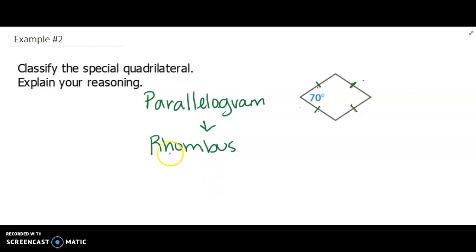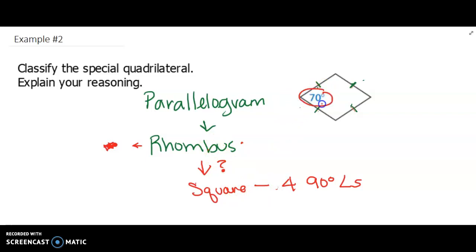Okay, well, if it's a parallelogram and all 4 sides are congruent, that means it's a rhombus. Okay, now the question becomes, is it also a square? And I'm going to put a question mark here because we don't know. So the difference between a rhombus and a square is that a square has 4 90-degree angles, and this does not have four 90-degree angles. Or I guess it can, but that is what makes it a special rhombus. Well, clearly, this isn't a 90-degree angle, so this goes away. So all we have is a rhombus.